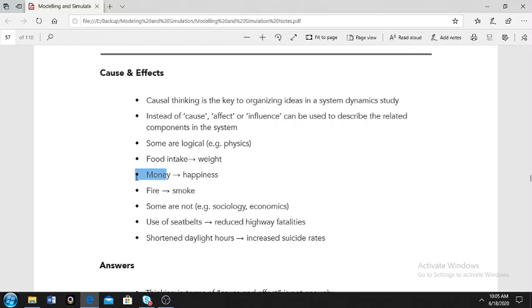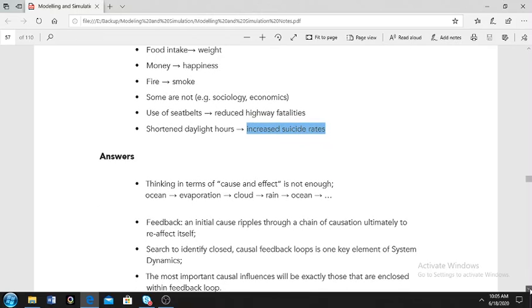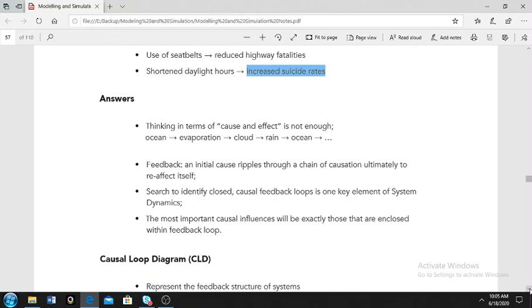Here we assume that if you have money, then you are happy. So money causes happiness. Fire causes smoke. The use of seat belts reduces highway fatality. Shorter daylight hours increase the suicide rate. So these are what we call causes and effects. So it is something understandable.